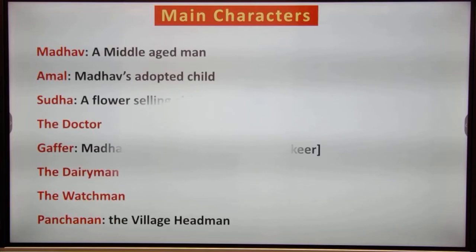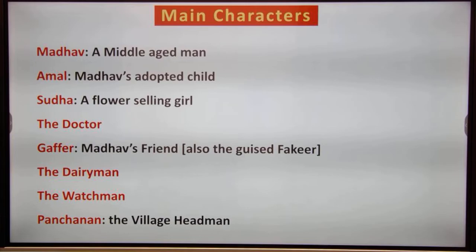If we talk about the main characters of the play, there are limited characters. First of all, we have Madhav. He is a middle-aged man. Amal is the protagonist of this play, the boy who is very critically ill. He is the adopted child of Madhav. Sudha is a bright young girl whose occupation is to gather and sell flowers.